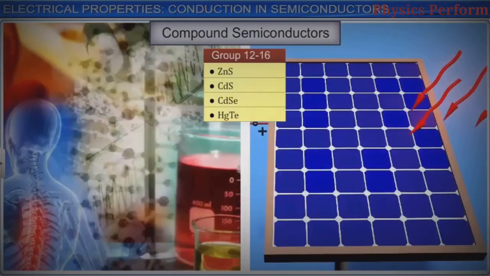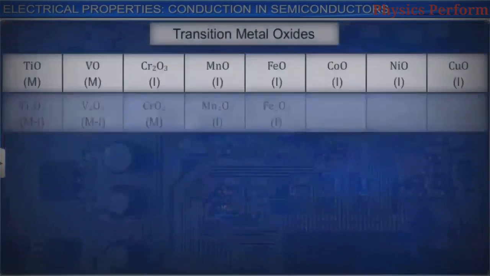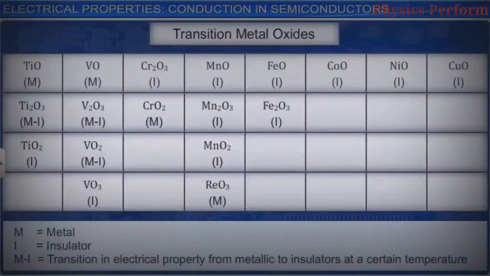Transition metal oxides are another category of substances that show diverse electrical properties, ranging from strongly metallic to insulating. Oxides like TiO, CrO2 and ReO3 behave like metals. ReO3 can be compared to metallic copper in conductivity and appearance.